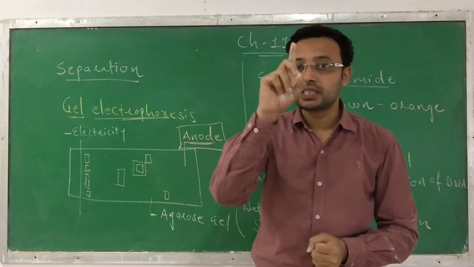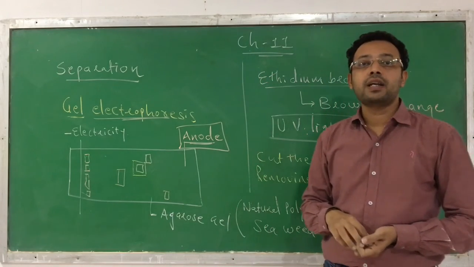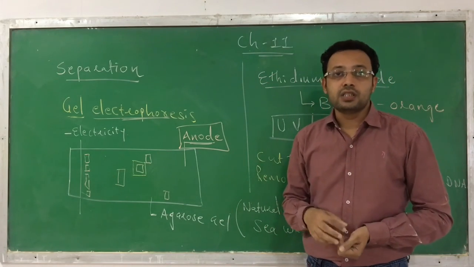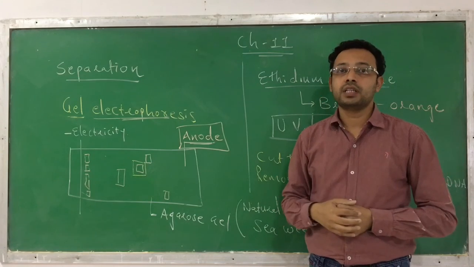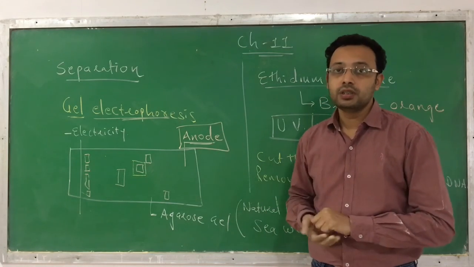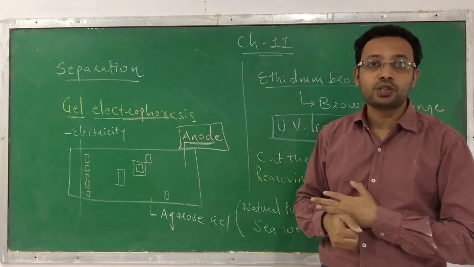So here we have discussed the first tool that is required in genetic engineering, and this is called restriction enzyme. It is an important tool. It is also important from the examination point of view.